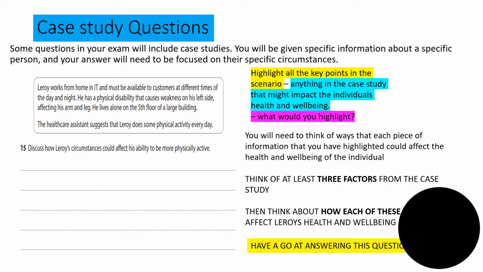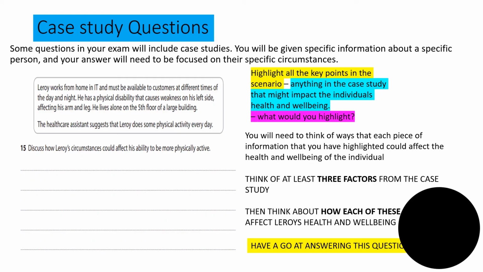The healthcare assistant suggests that Leroy does some physical activity every day. You are being asked to discuss how Leroy's circumstances could affect his ability to do more exercise, how he can be more physically active. So first of all, start off with highlighting all the key points in the scenario. Anything that you feel might impact the individual's health and well-being. If you spend a little bit of time here, you might actually think about what you could highlight.